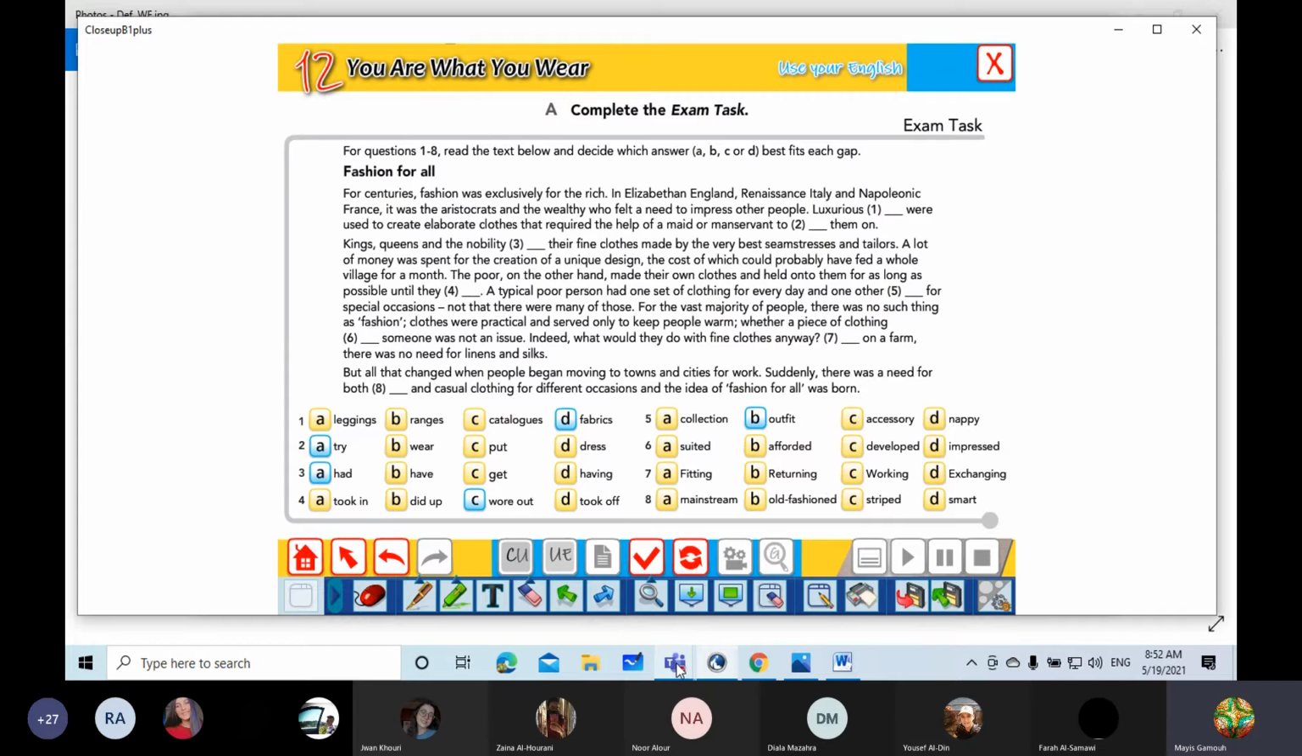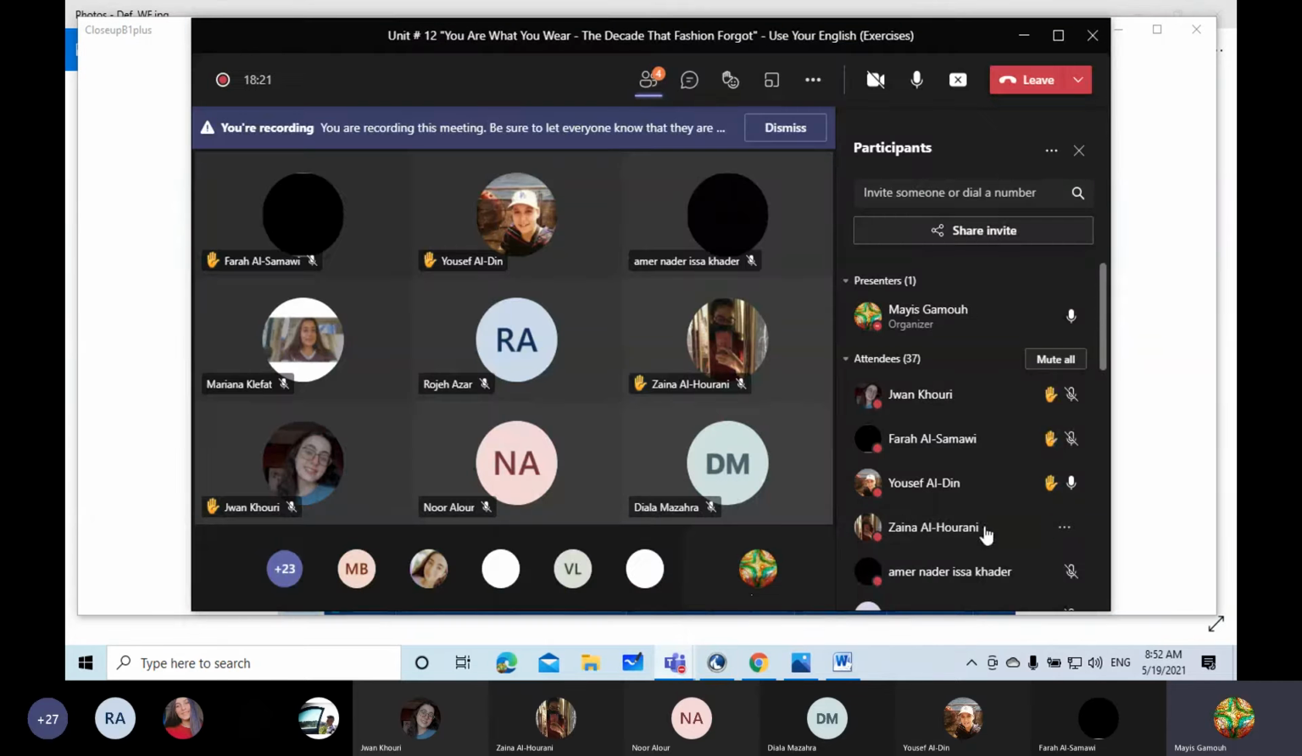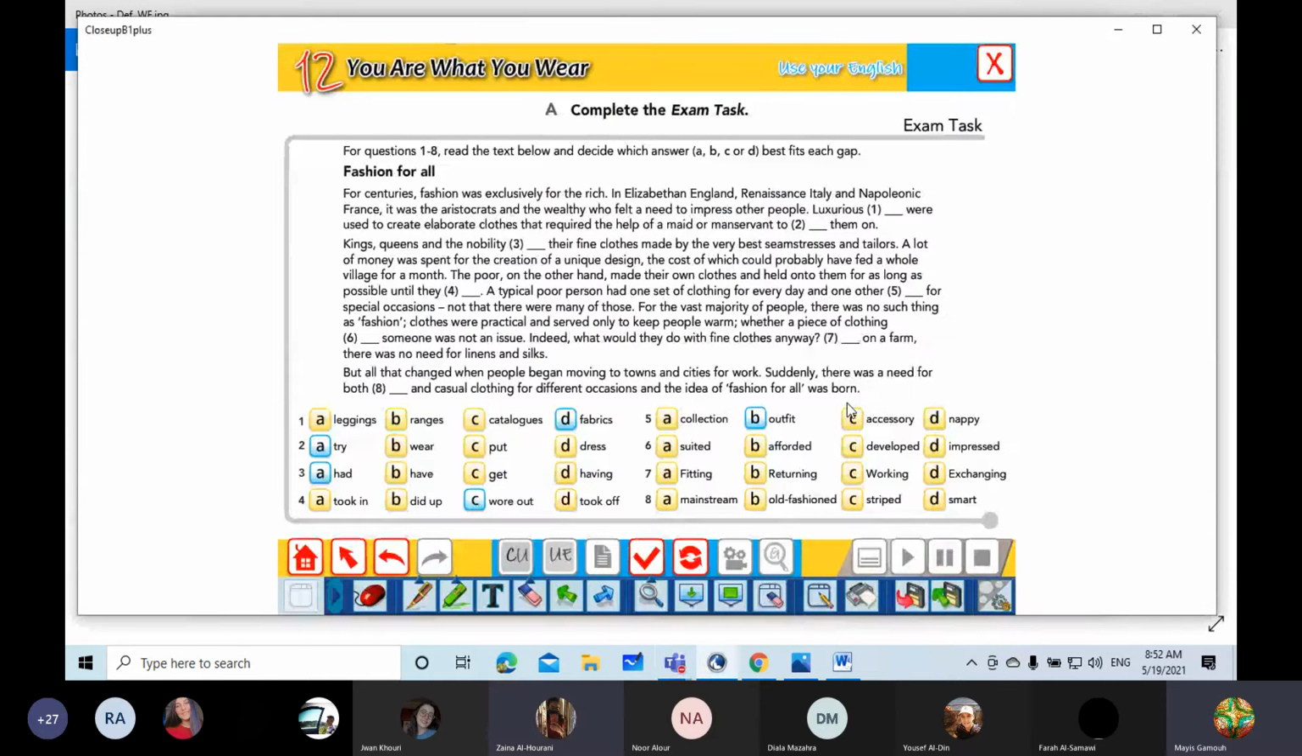Let's go to the next sentence. Go ahead, Zena. For the vast majority of people, there was no such thing as fashion. Clothes were practical and served only to keep people warm. Whether a piece of clothing suited someone was not an issue. Thank you, dear.